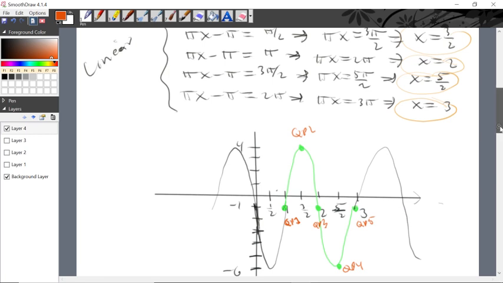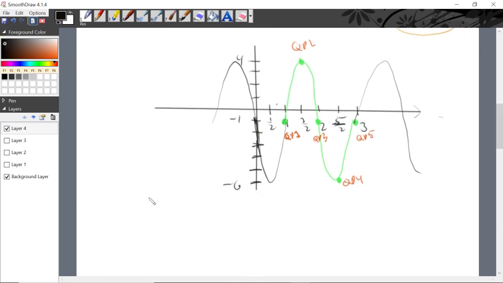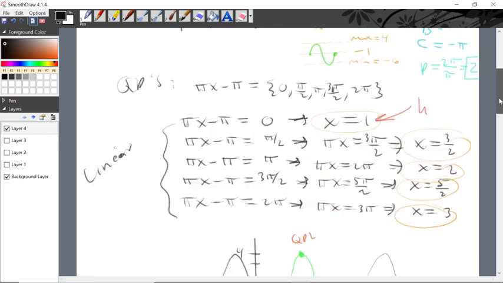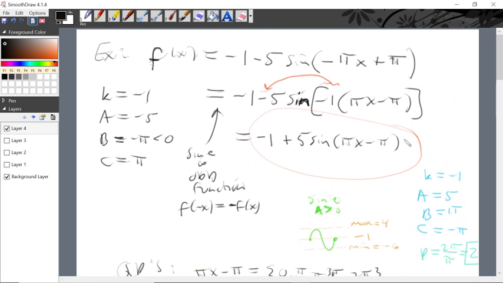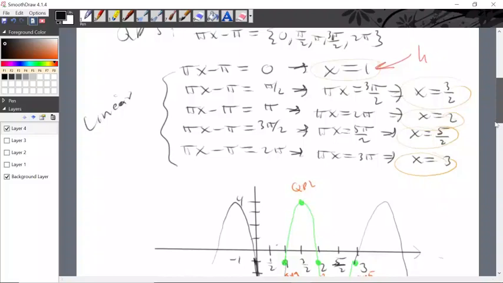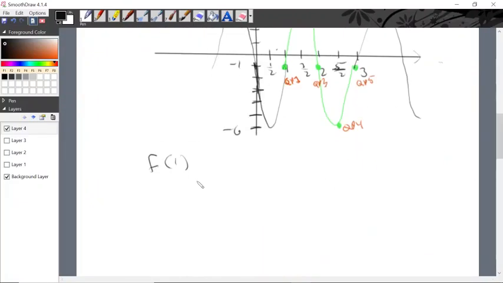And we can check to see that this is going to be correct by plugging into the function. For instance, what is f of 1 going to be? After we use the odd symmetry, negative 1 plus 5 times the sine of pi x minus pi. So this would be negative 1 plus 5 times the sine of pi times 1 minus pi. Well, pi times 1 minus pi is equal to 0, so we get negative 1 plus 5 times the sine of 0, and sine of 0 is 0, so this is just equal to negative 1. Let's take one more for good measure.